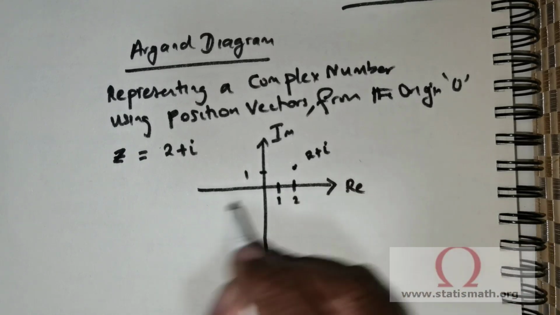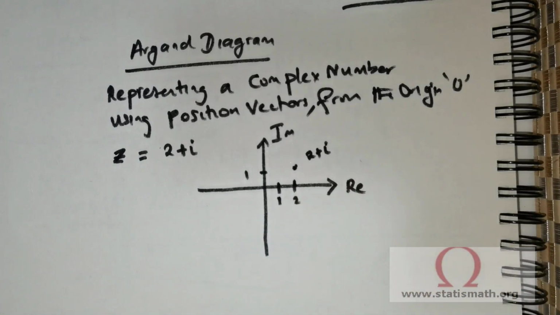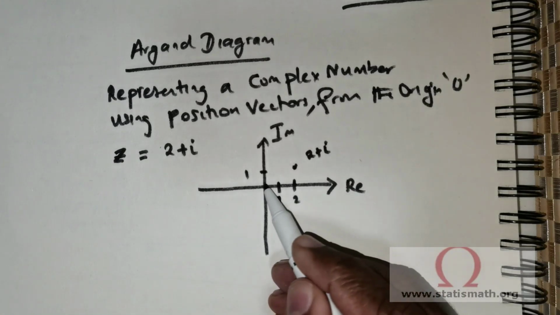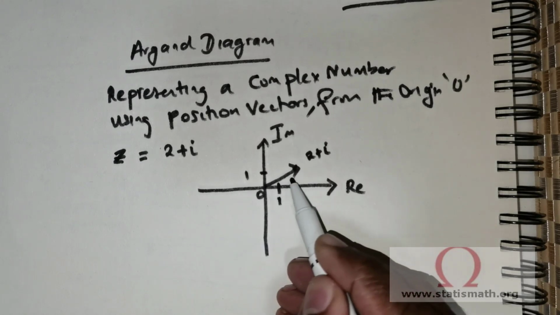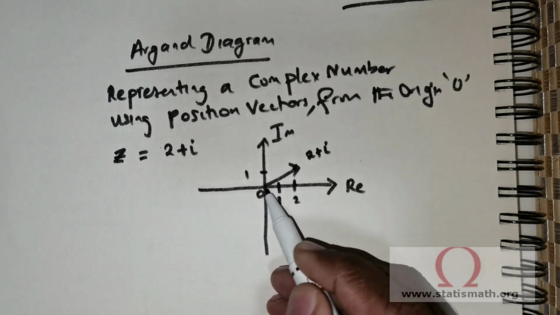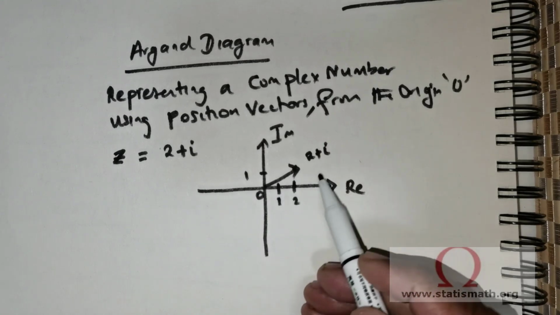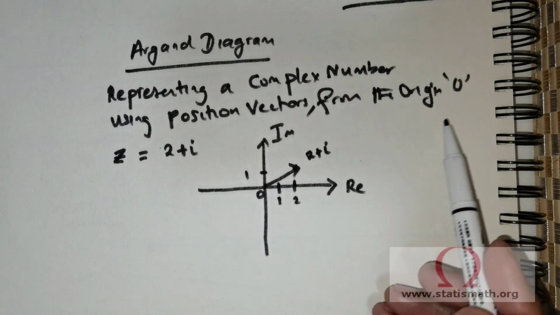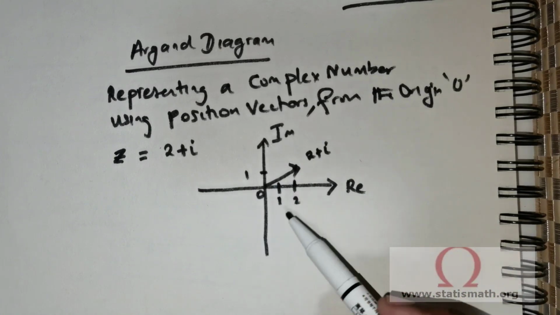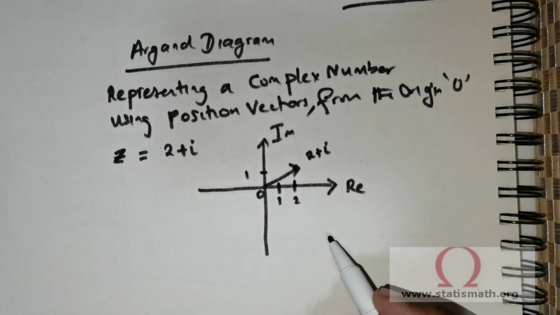And in fact, you can literally plot this complex number by drawing a line from the origin O. So this is actually the position vector. So representing a complex number using a position vector from the origin O, this is what is called an ARGAND diagram.